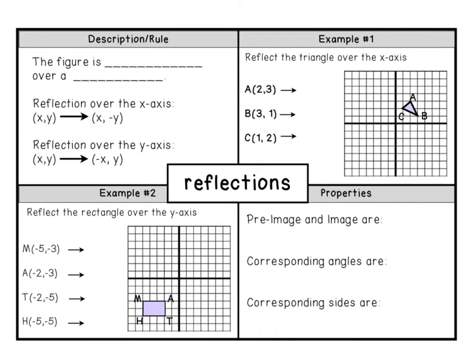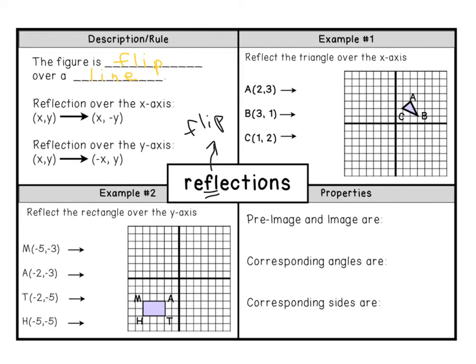Another type of transformation is a reflection. For your video notes today, we're going to focus on reflections, which are also flipped images of the figure. So the figure is flipped over a line. That's what happens here in a reflection.